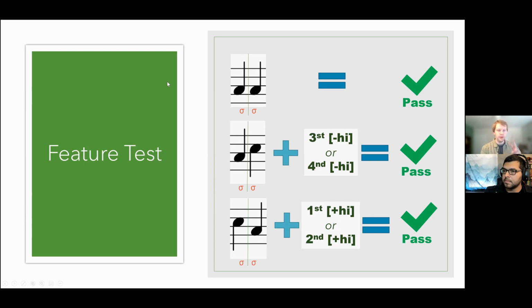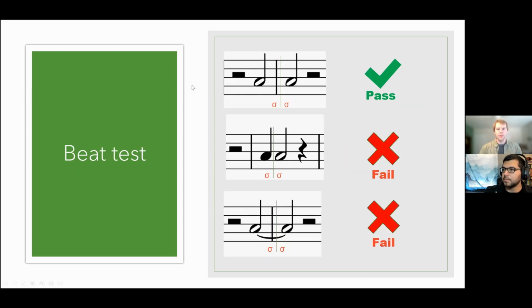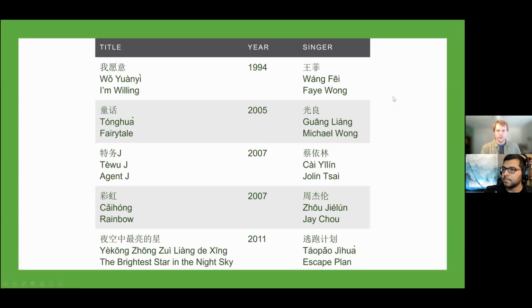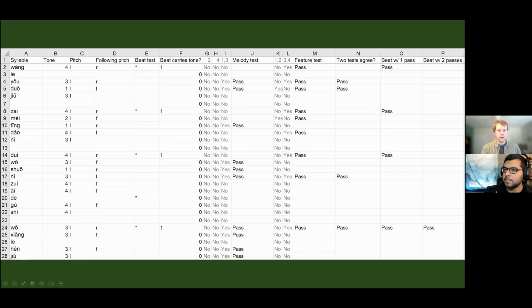So we have those 2 main tests, the melody test and the feature test. We have another one that applies on top of that, and that is whether the previous tests occur on the beat, which is essentially the head of each measure. That was something that we also found to be significant in his previous study. We used these 5 different songs and encoded them in Excel based on the pitches, and then automatically computed whether they passed different tests.